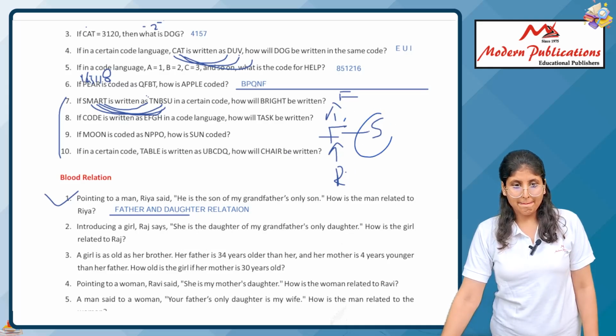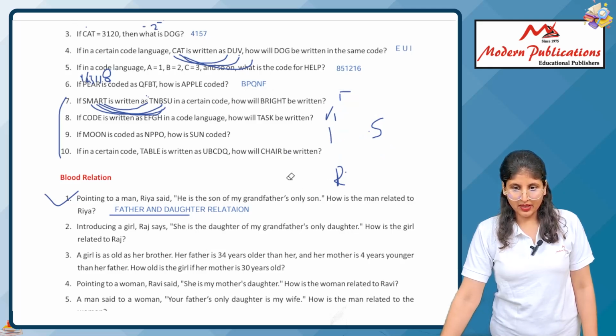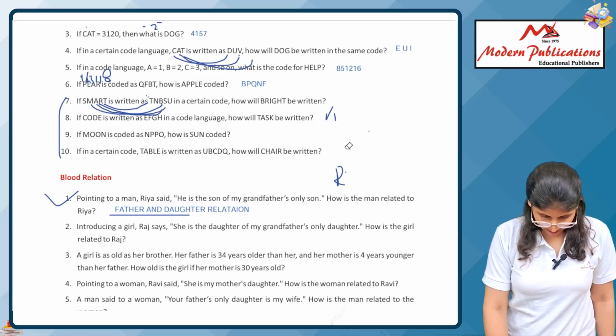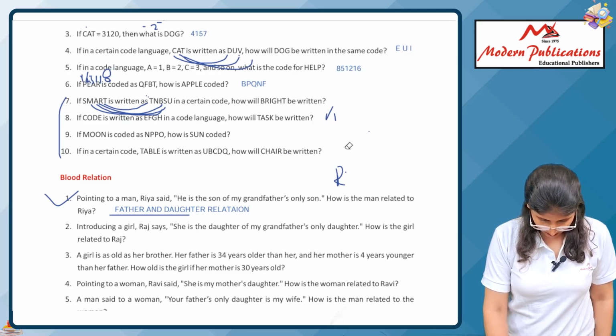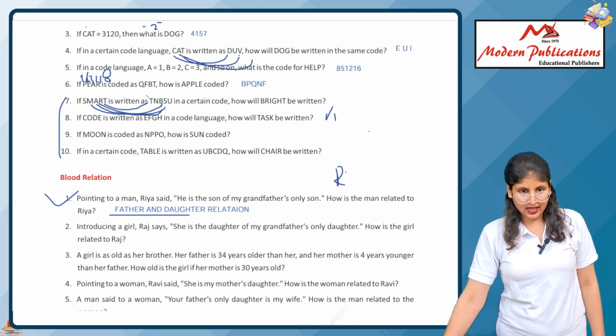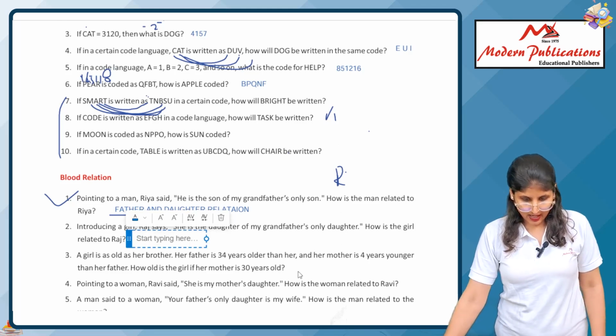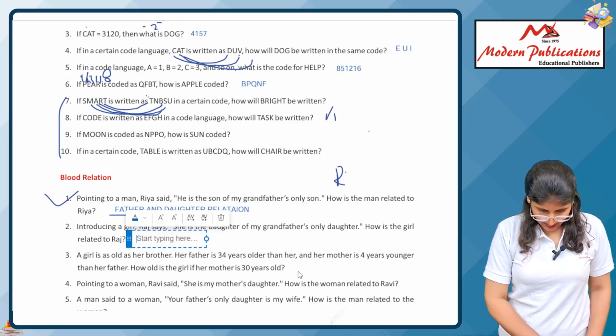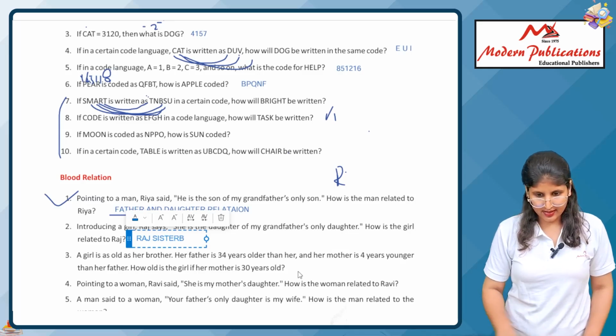So what can we call it? We'll work that out, so that we can do it properly. It means that she is Raj's sister. So that girl is related to Raj as his sister.